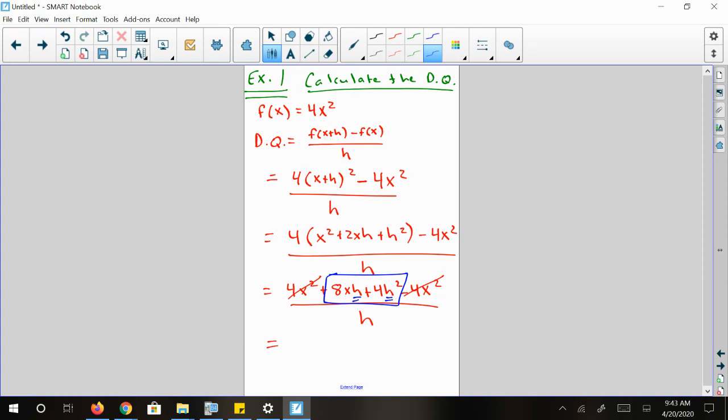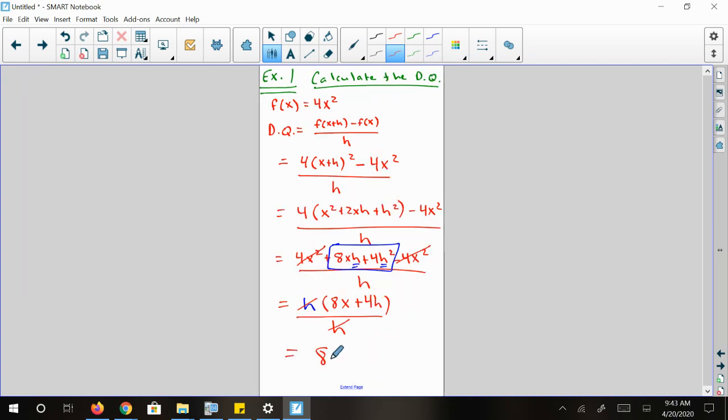Once you get to this step, you can factor out an h on top, and what you'll be left with is 8x plus 4h, because one of these h's goes away, so it's no longer squared, all divided by h. When we're done, we get 8x plus 4h. We cannot do anything else with this, so this is my difference quotient for this function.